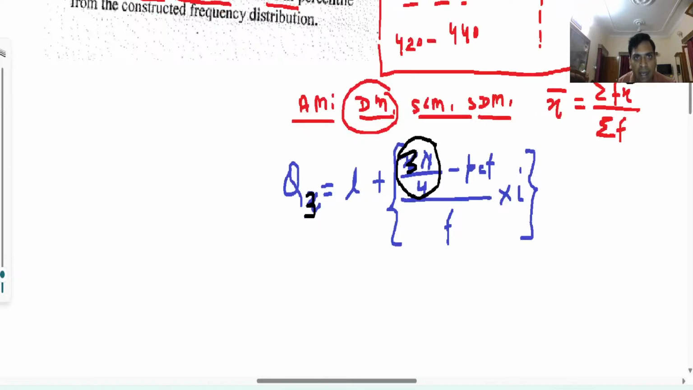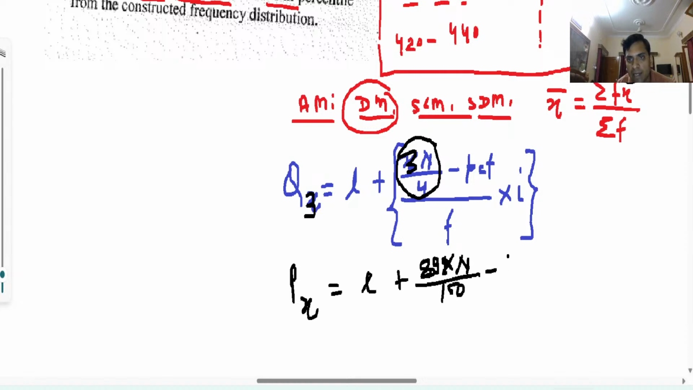In the same way for the 89th percentile, you will use the percentile formula, that is Px is equal to L plus, sorry, no, this is for the 89th percentile, so we will multiply with 89, that is 89 into n upon 100, because we need to find the percentile, minus PCF upon f into I. So we will use this formula.